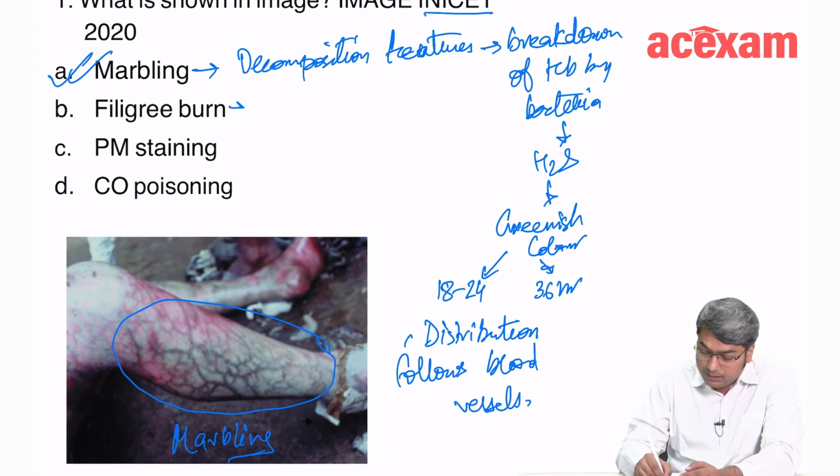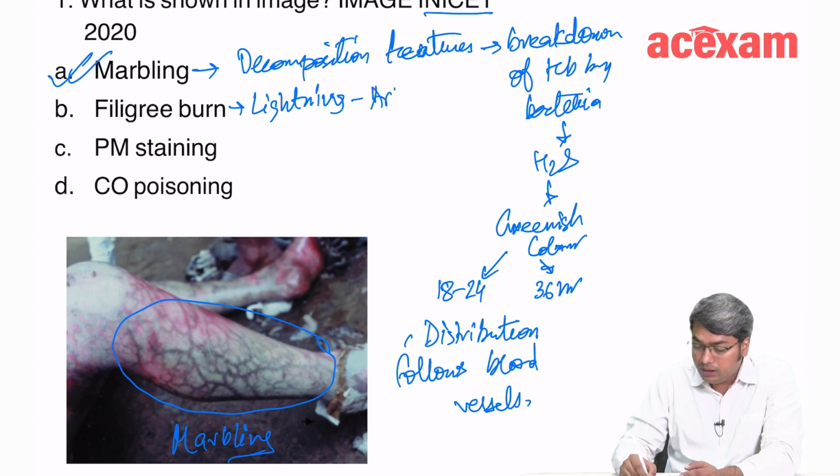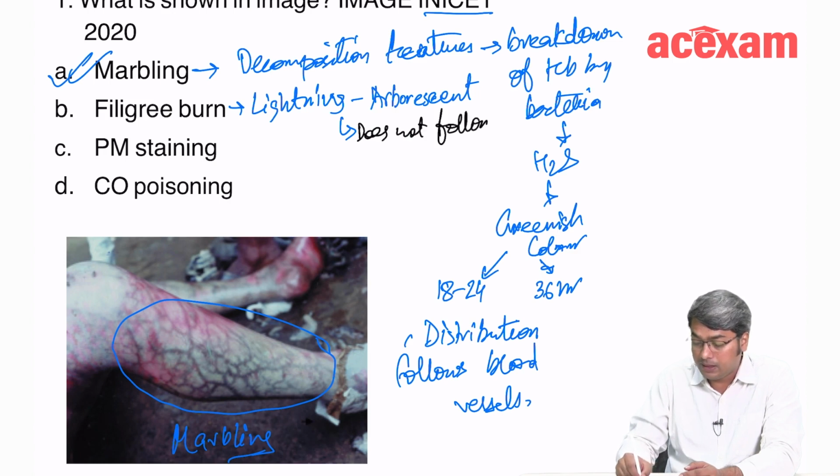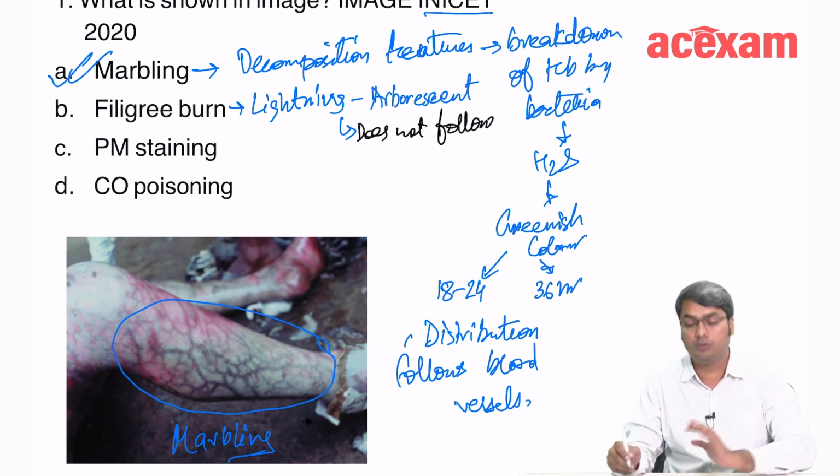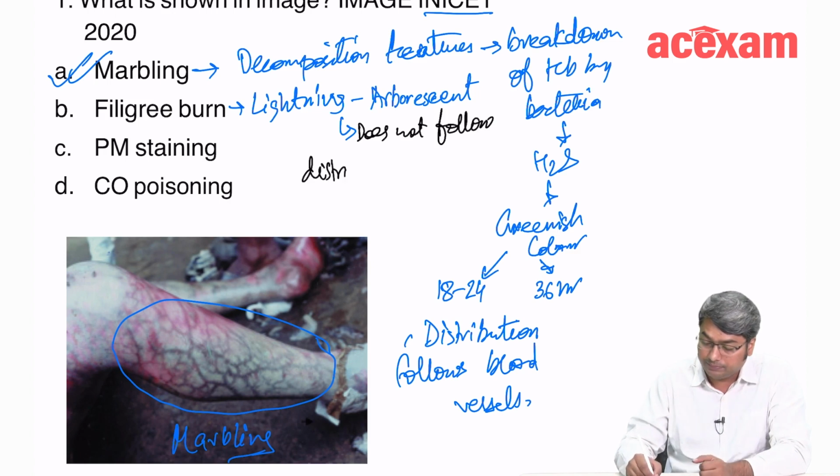What is a filigree burn? It is produced by lightning, and it also has a branching pattern. It is also known as an arborescent burn, arborescent mark. It also follows a branching pattern, but the only difference is it does not follow the blood vessels. This branching pattern does not follow the distribution of blood vessels. That is the only difference, right.